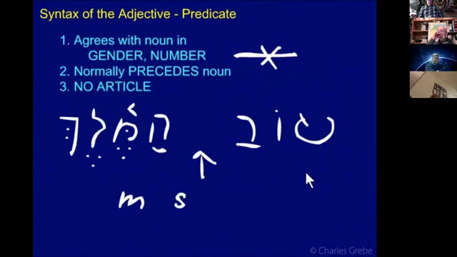Okay, by way of summary here, predicate adjectives agree in gender and number, but unlike attributives, say nothing about definite status. They normally precede the noun, unlike attributives which tend to follow the noun. And the last important little rule, small but important, is that predicate adjectives cannot take the article.